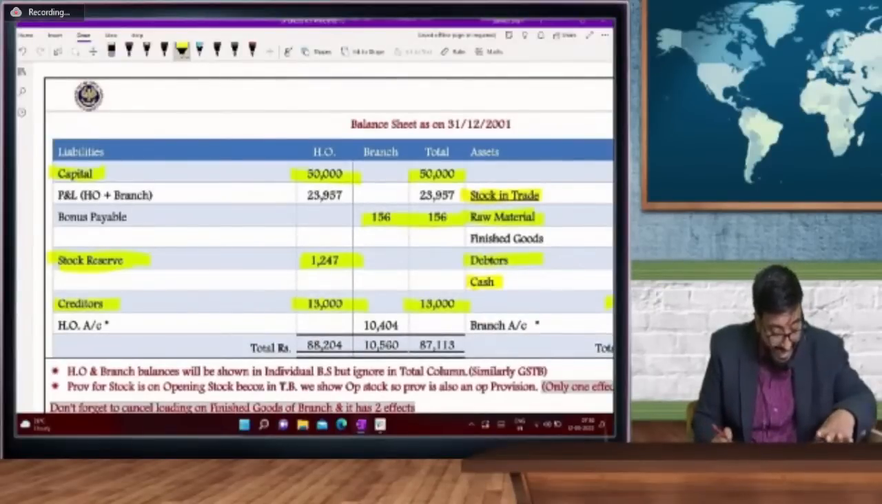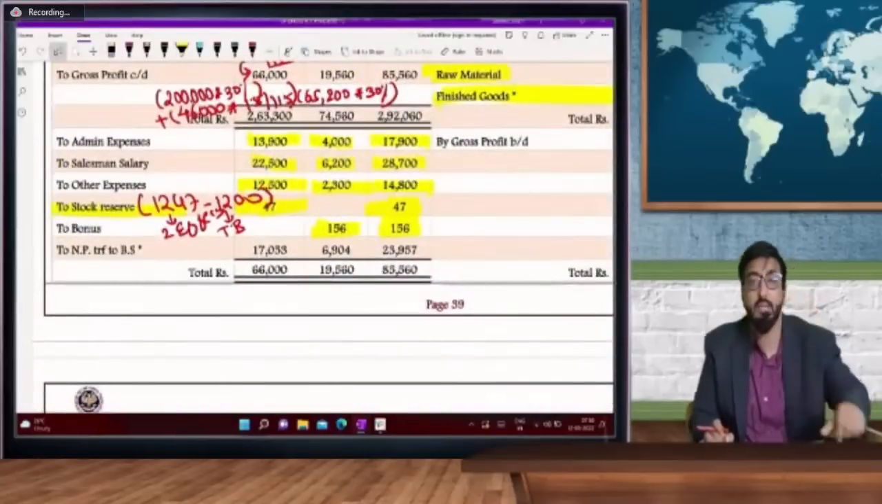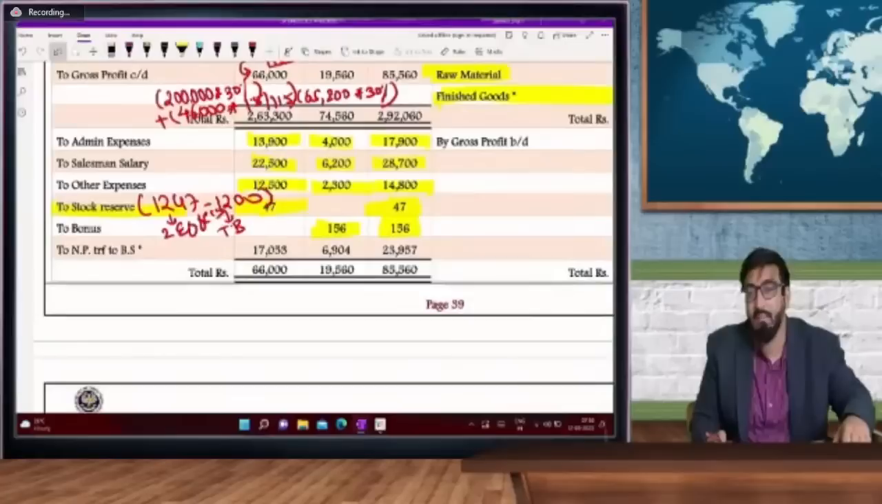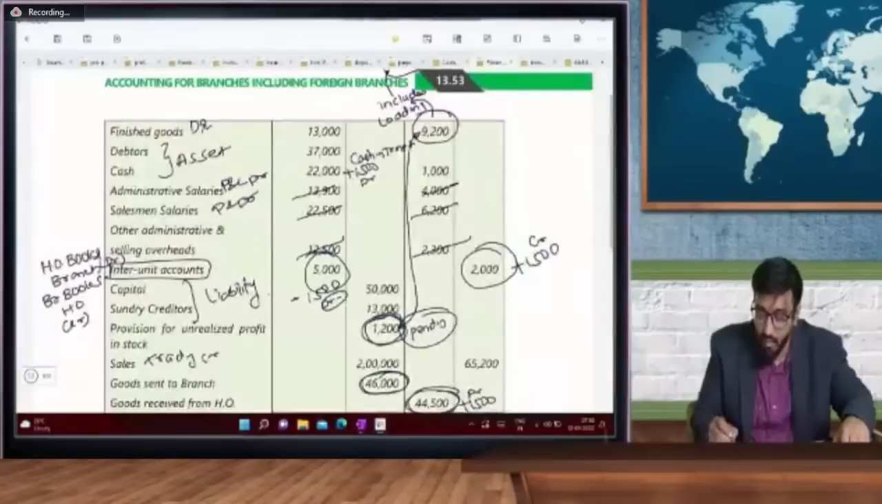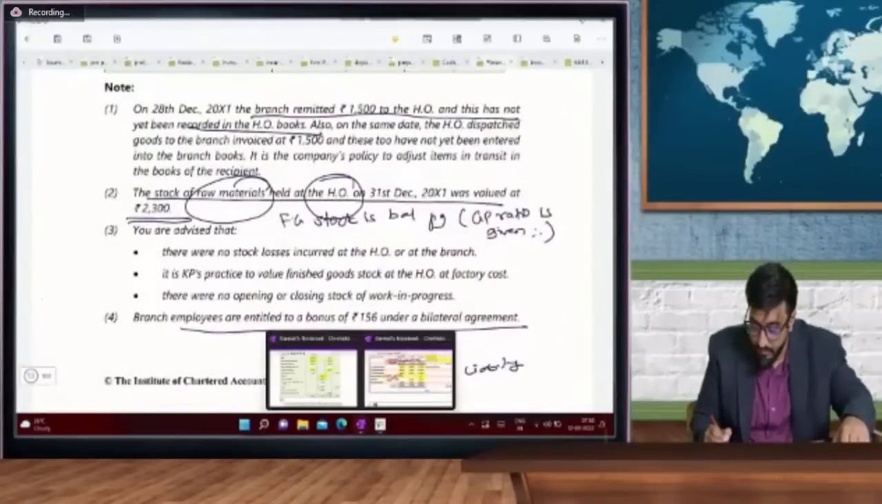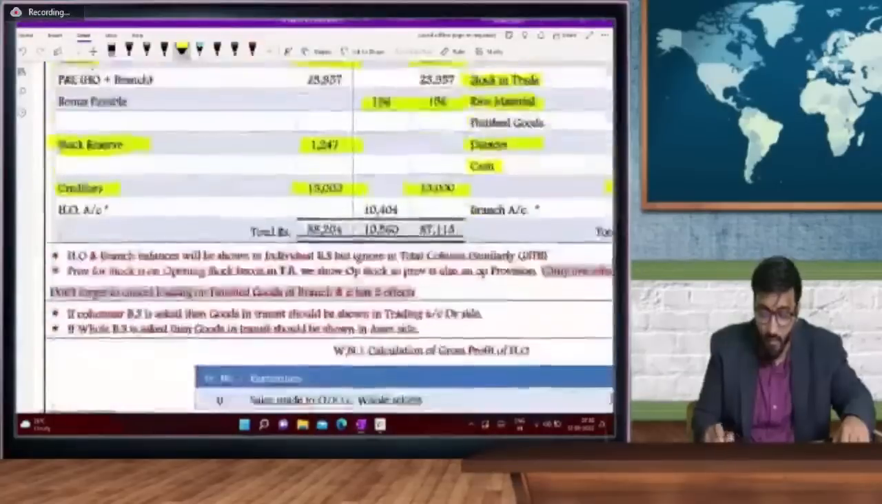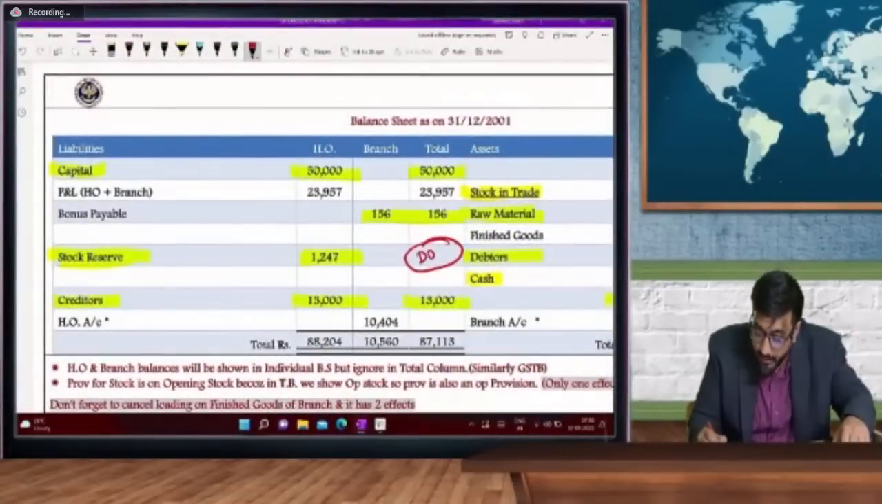Yes, it is adjusted. Very good beta Swati. Stock reserve, it is 47 on the debit side. So 1200, I told you to keep it as pending part. Now we finish with that 1247. Easy? See. And very important point, 1247 total, don't take it. Sir, don't take the total.